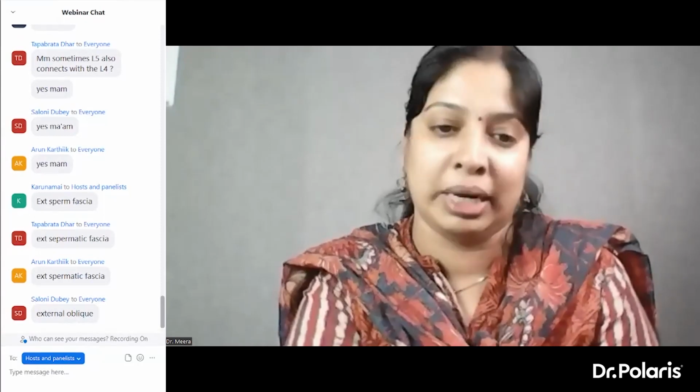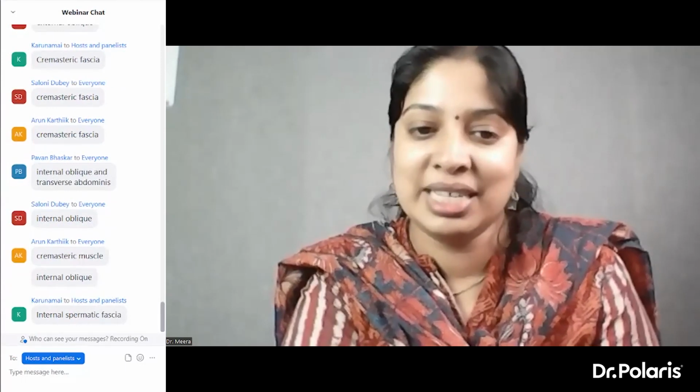The second, the middle one. Cremasteric fascia. What is it a continuation of, or derived from which layer of abdomen? Internal oblique. Very correct. The cremasteric muscle is also a part of internal oblique. So the second layer, the cremasteric fascia, is derived from internal oblique. The third and the innermost covering is internal spermatic fascia, and it is derived from, very good Saloni, fascia transversalis.